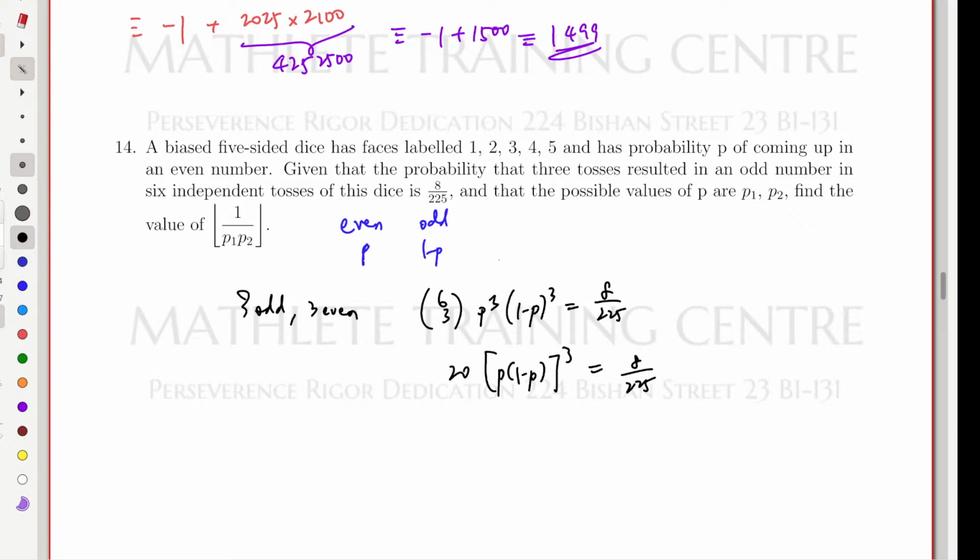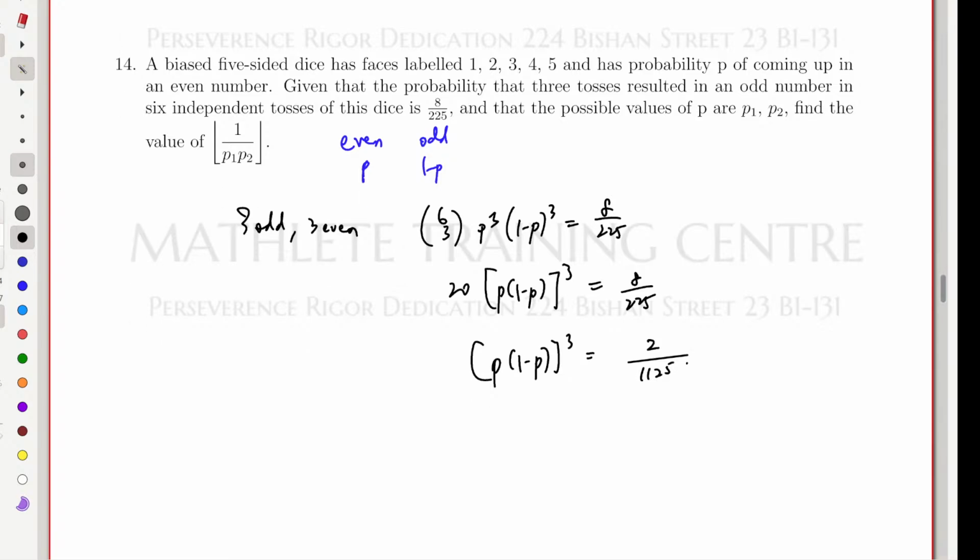So let's try to divide by 20. P times 1 minus P cubed is equal to, what is that going to be? That's going to be 8 over 225 divided by 20. So 8 divided by 4 is going to be 2, and 225 times another 5, that's going to be 1125. So 2 over 1125 is your value.